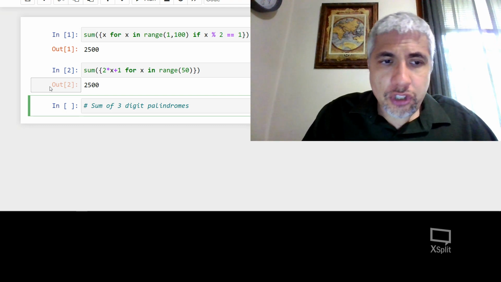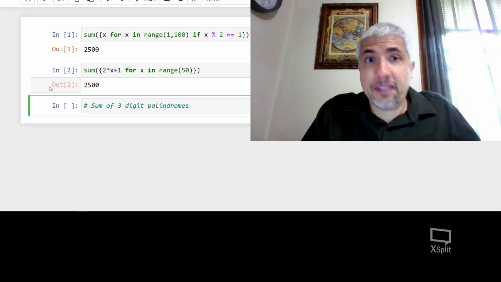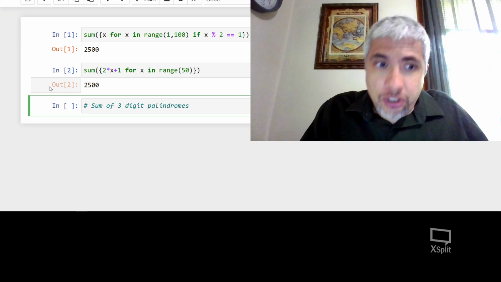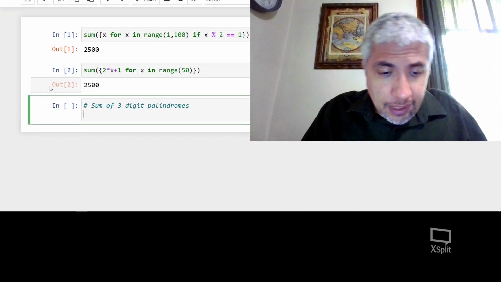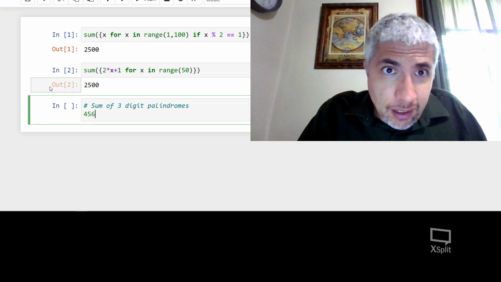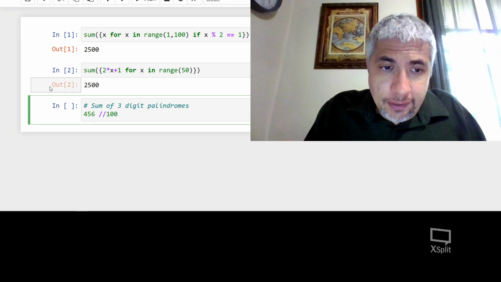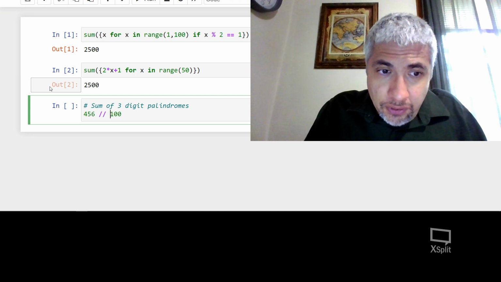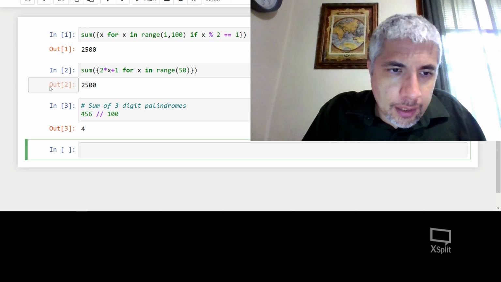If I have a 3-digit palindrome, all that means is the first digit and the last digit are the same. So how could I get the first digit of a number? Well, let's say I have 456. I could divide by 100 and round down. And here this would give me the first digit, which would be 4. And this will work for any 3-digit number I want.